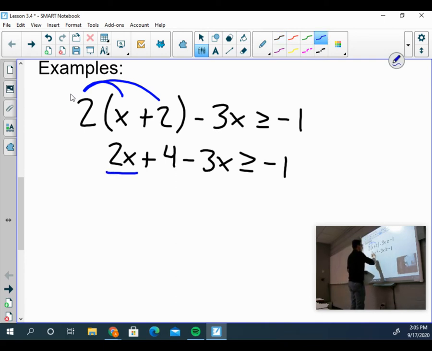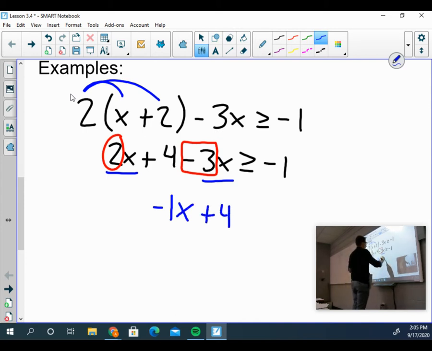Well, again, before I'm going to move anything around, let's combine our like terms. I noticed that this 2x and this 3x have the same variable. And so I'm going to combine the coefficients. Namely, what I'm going to do here is 2 minus 3. Okay? So 2x minus 3x gives me negative 1x. That plus 4 just carries on down, and that is greater than or equal to negative 1. Again, before I'm solving the two-step inequality like normal, I am distributing and combining my like terms. If I'm simplifying the left side, if you will.